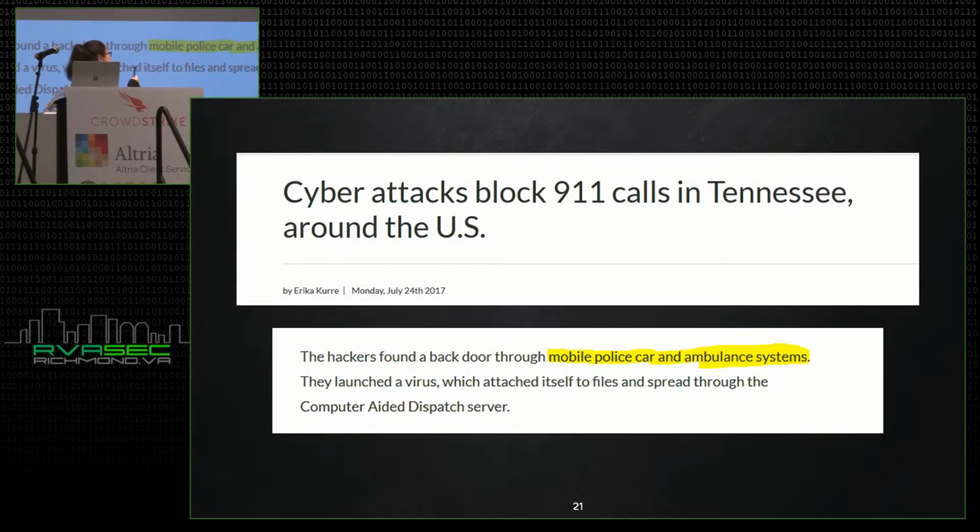So this also happened in Tennessee, so it's not a one-off, where the mobile police car and the ambulance systems, the hackers found a back door through that. That's the MDTs. So they're a big risk, and they're something that you have no control over once it leaves you, but you should be able to tighten it down to protect yourself.